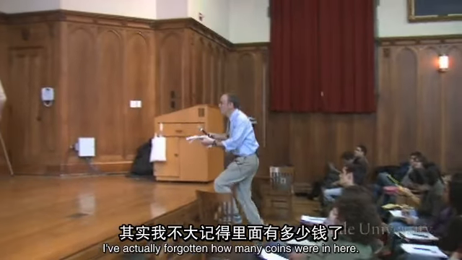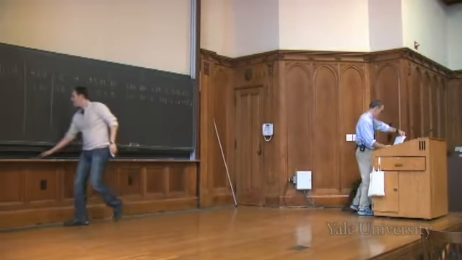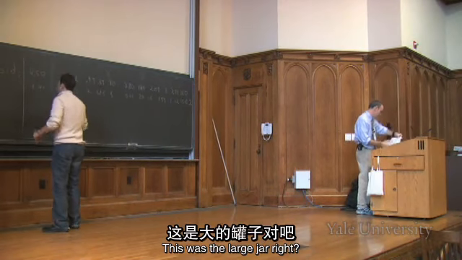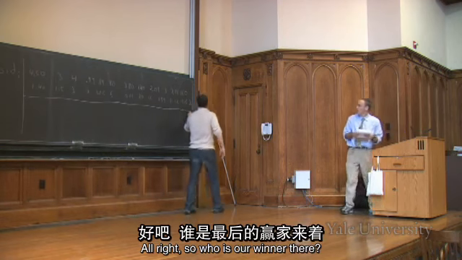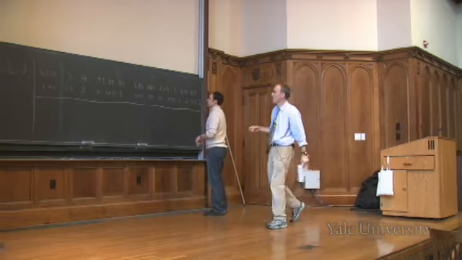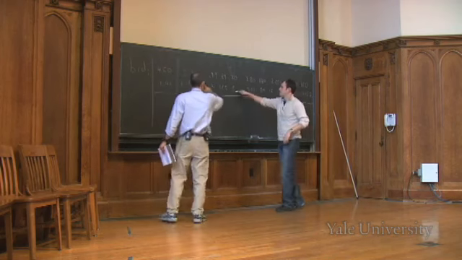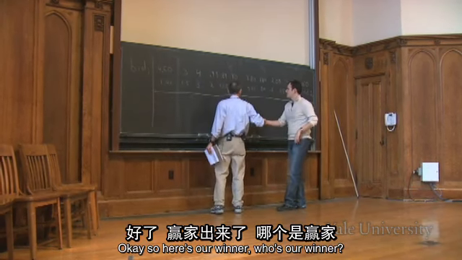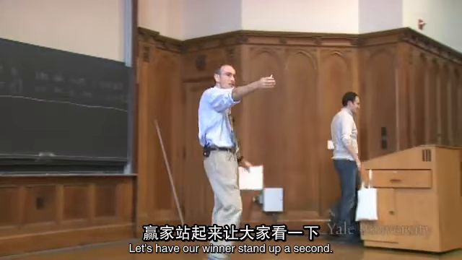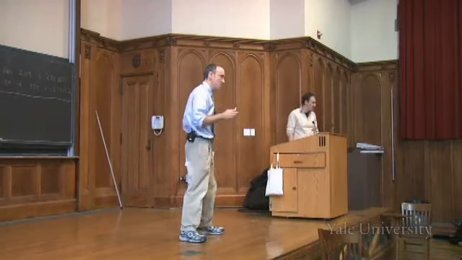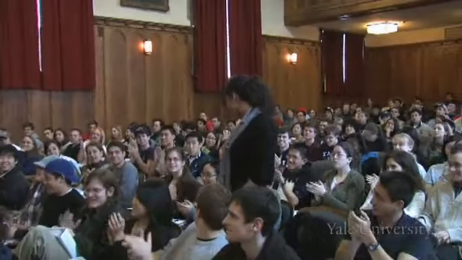I've actually forgotten how many coins were in here. Let me just remind myself. This was the large jar, right? Okay, now I know again. All right, so who's our winner there? We've got a $4.50 here. There's a $5. Okay, so here's our winner. Let's have our winner stand up a second. All right. So now a round of applause for our winner.